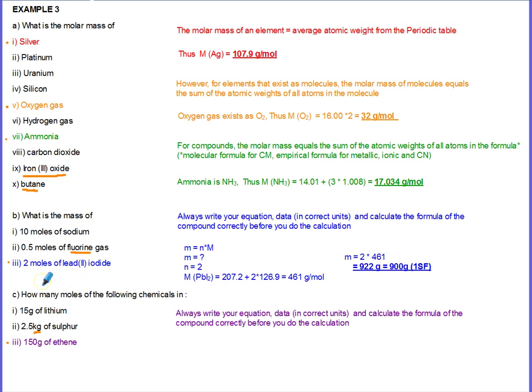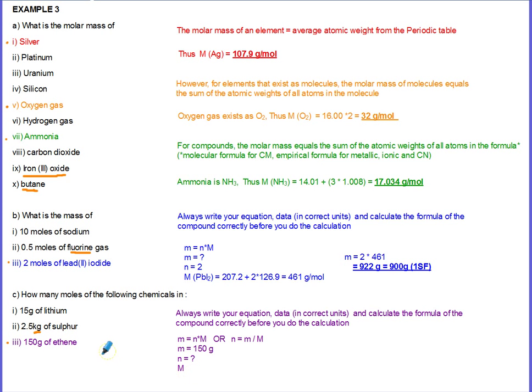And so once again, next question, we've got this one here. How many moles of the following chemicals in 150 grams of ethene? Once again, I'm going to use DSORD. This time I'm asked how many moles. The equation we've got is mass equals number of moles times molar mass, but we can rearrange that to number of moles equals mass over molar mass. The next thing, I write down my data. I've been told I've got 150 grams. I'm trying to find the number of moles. I've got to figure out the molar mass.